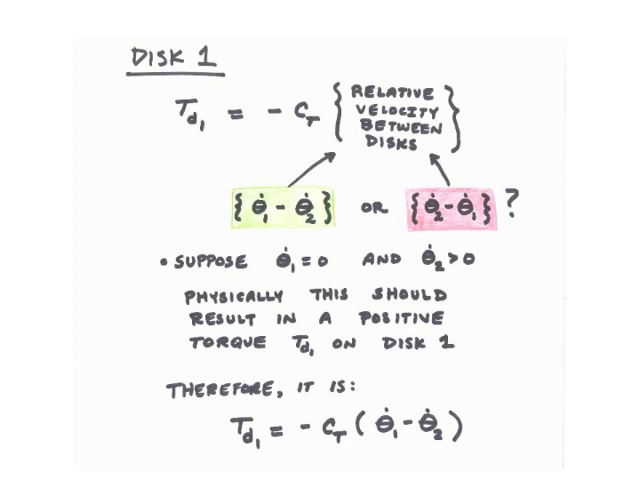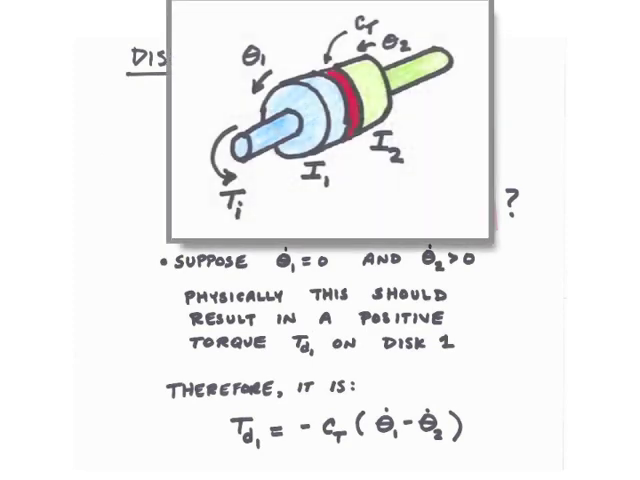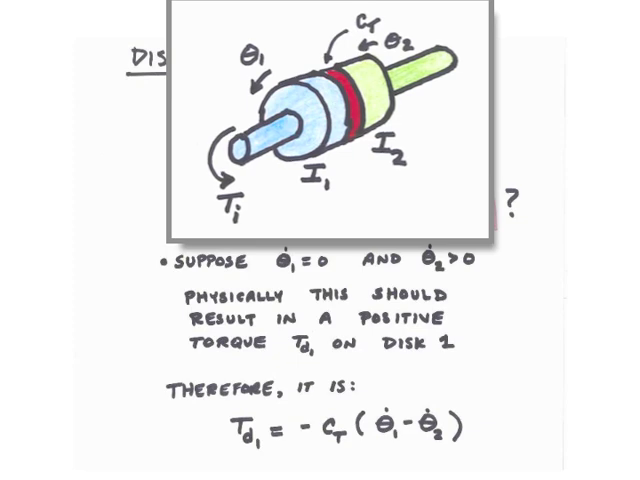Let's conduct a thought experiment. We'll suppose theta 1 dot is 0 and theta 2 dot is positive. So the first disk is not rotating, and the second disk is rotating counterclockwise. In what direction should the torque from the damping be on the first disk? Physically, we know that this should result in a positive counterclockwise torque on disk 1. Because if disk 2 is rotating and disk 1 is not, the fluid will be rotating so as to drag disk 1 to move in the positive direction, the same as disk 2.